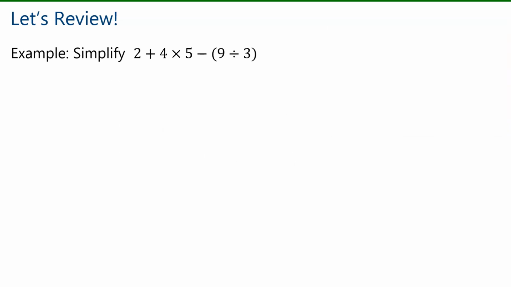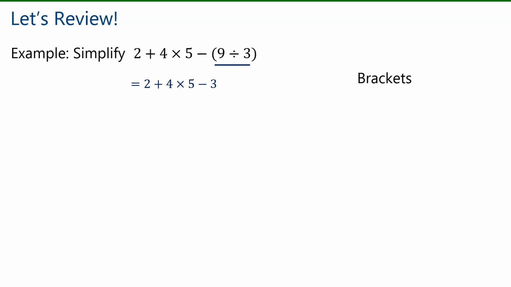So let's practice with this example. Here we have 2 plus 4 times 5 minus 9 divided by 3. So thinking about our order of operations, we'll start with the brackets. We'll do 9 divided by 3 first. Now that is 3. And when you write it out, you have to write out the beginning part, so it's all in order: 2 plus 4 times 5, and then minus 3 at the end.